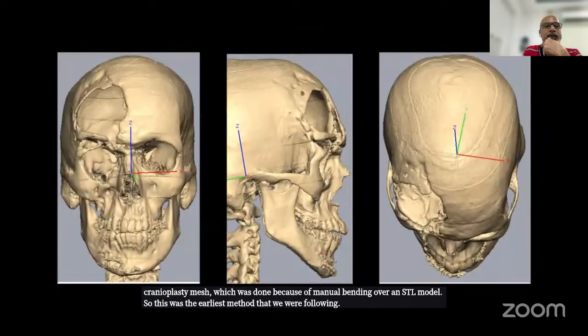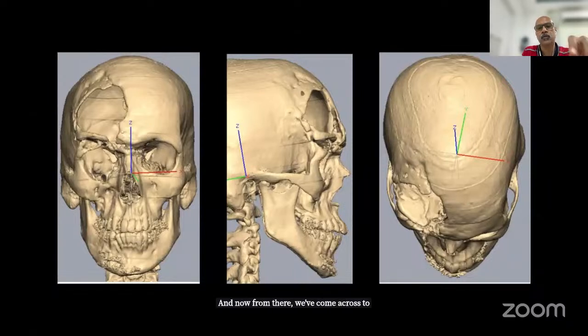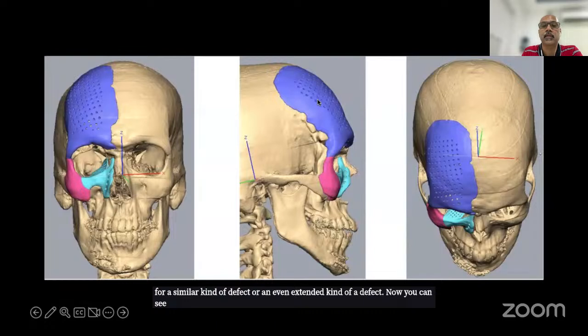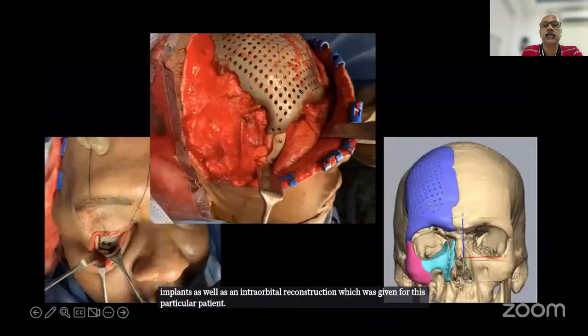And now from there, we've come across to use of digital workflow in designing multiple implants for a similar kind of defect or an even extended kind of a defect. Now you can see this where you have an extended cranioplasty design with a series of onlay implants as well as an intraorbital reconstruction, which was given for this particular patient. So that's the implant in place.